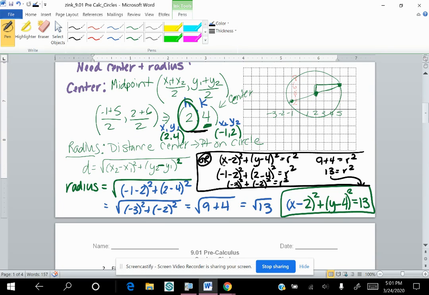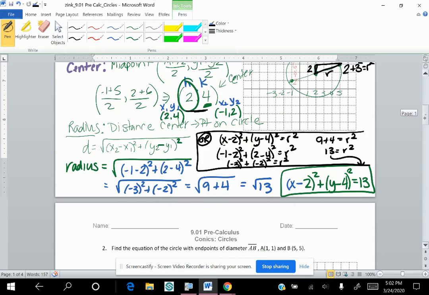Either way is fine with me, but I do want it done algebraically. You can check on the graph by saying, okay, I went up 2 boxes, I went over 3 boxes, and then do your Pythagorean theorem. 2 squared plus 3 squared is going to equal our r squared. And again, 4 plus 9 gives us 13.